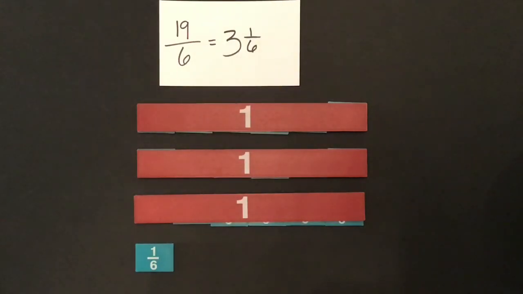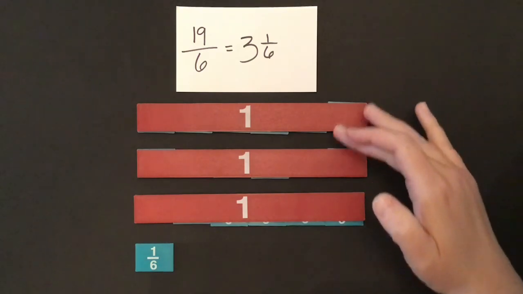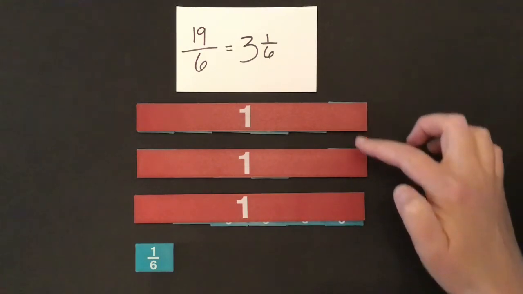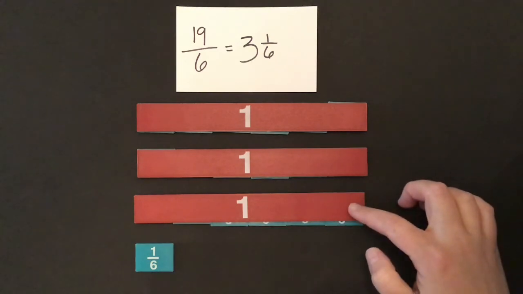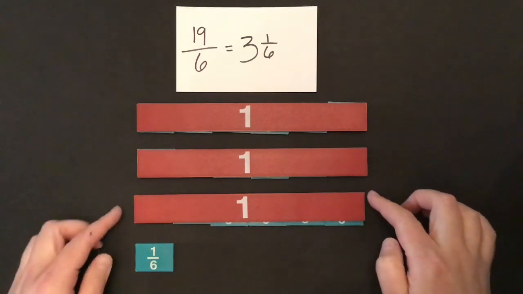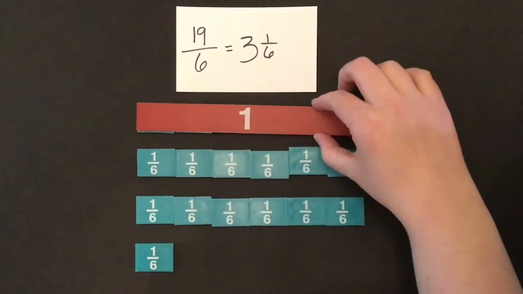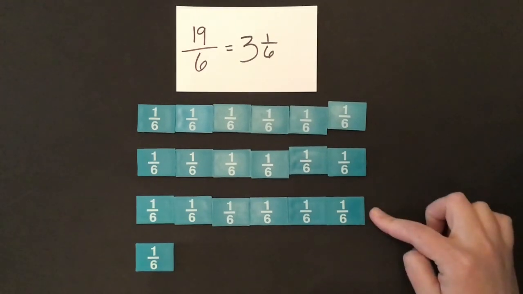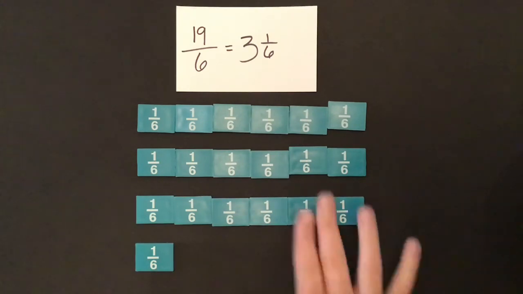Pause for just a minute and think about if that answer makes sense. I'm not surprised that I was able to get three wholes because 3 times 6 is 18. So there were 6 pieces, and then there were 6 more pieces, and 6 more pieces. So 18 of those pieces made up 3 wholes. If we were to skip count, we would say 6, 12, 18. So we can start using our multiplication and start figuring out how many wholes we have.